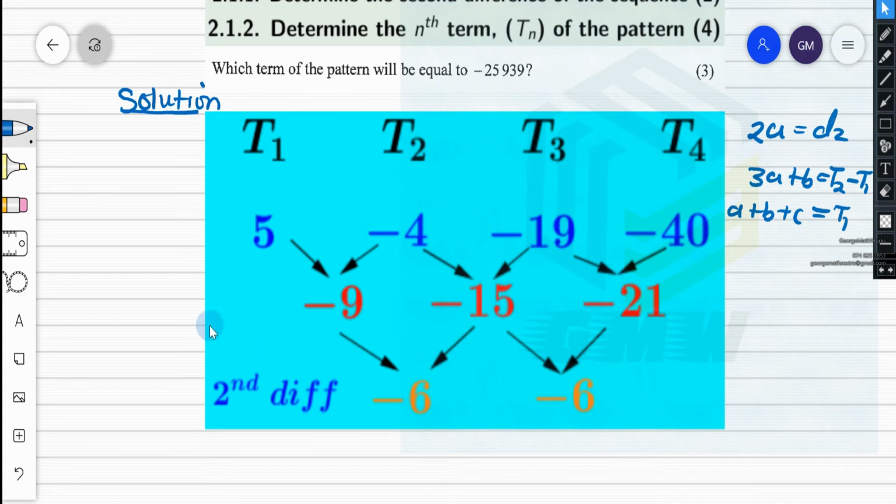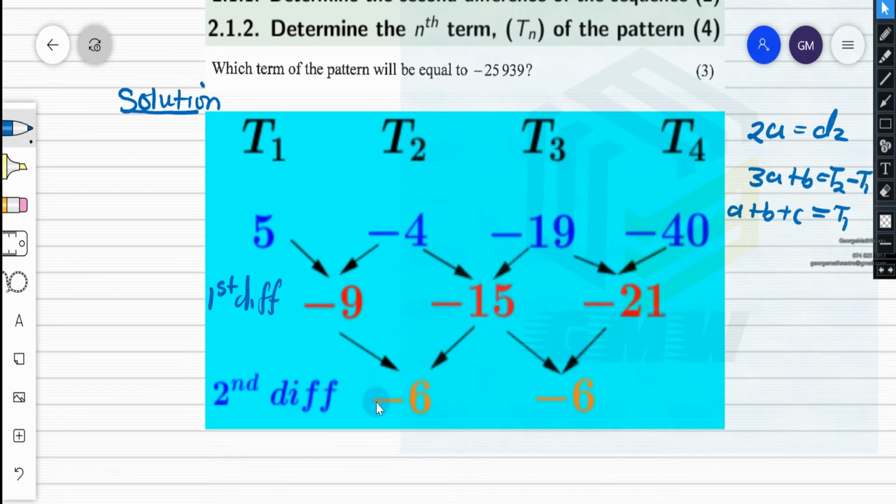Now, this is my first difference. Remember, the question we are trying to answer is looking for the second difference. So this here is the first difference. To get the second difference, I also have to find the difference between these consecutive terms here. If you do minus 15 minus 9, you will get negative 6. If you say minus 21 minus 15, you will get minus 6.